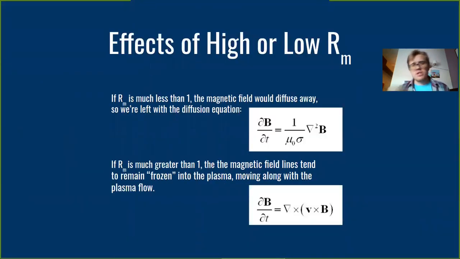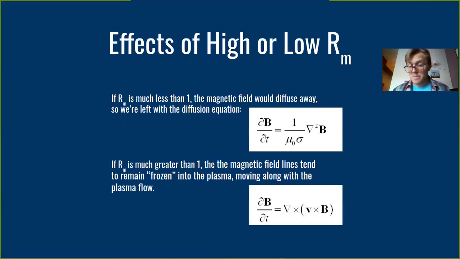So just getting a feel for what would happen at high or low magnetic Reynolds number. If this number were to be much less than 1, the magnetic field would basically diffuse away, and you would just essentially be left with the diffusion equation here. The alternative being that if the Reynolds number is much greater than 1, magnetic field lines will be frozen in to the plasma. And so they'll move along with the flow, the field lines.